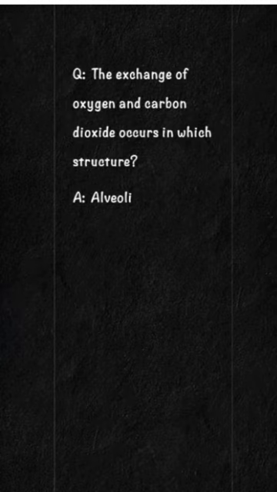The exchange of oxygen and carbon dioxide occurs in which structure? The correct answer is alveoli. Please look at the options. There are 4 options. If they give lungs and 3 other organs, you should choose lungs. But if they mention lungs and alveoli, then you should choose alveoli.